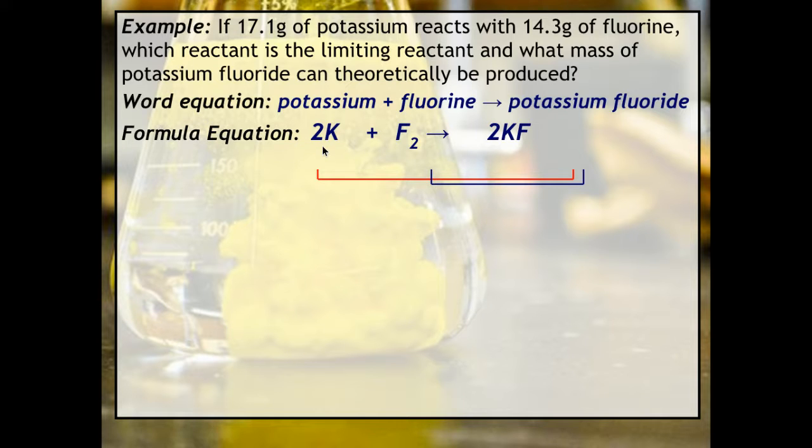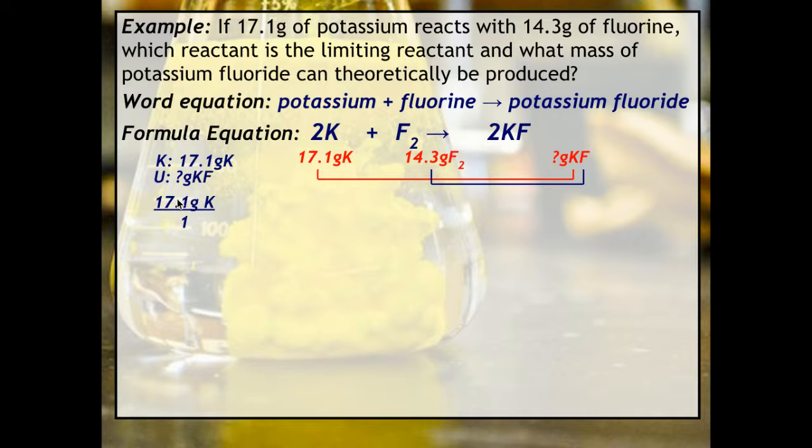I have 2 moles of potassium, 1 mole of fluorine, and 2 moles of potassium fluoride in a balanced equation. I'm given 17.1 grams of potassium because that's how much I had in my pantry. I'm given 14.3 grams of fluorine because that's what I had available in my pantry. So how much product, potassium fluoride, can I produce? How many pans of cupcakes can I produce? So I'm going to have to convert my grams of potassium to grams of product, potassium fluoride.